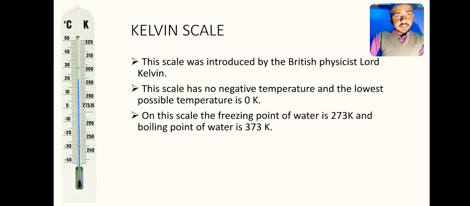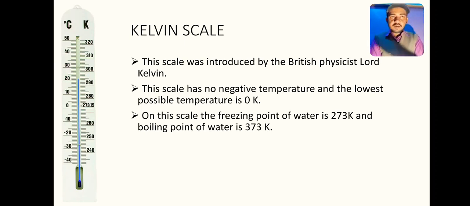On this scale, the freezing point of water is 273 Kelvin and the boiling point is 373 Kelvin. As you can notice, between these two temperatures there are 100 degrees, 100 units. That means it is saying that the freezing point of water is 273 Kelvin. That means 0 degrees C is equal to 273 and 100 degrees is 373. Clear?